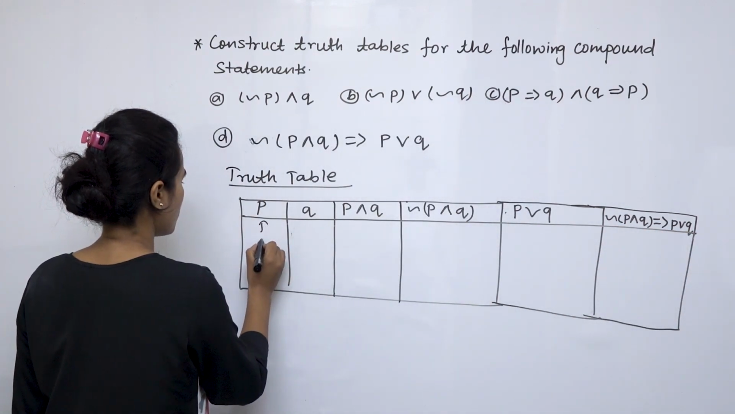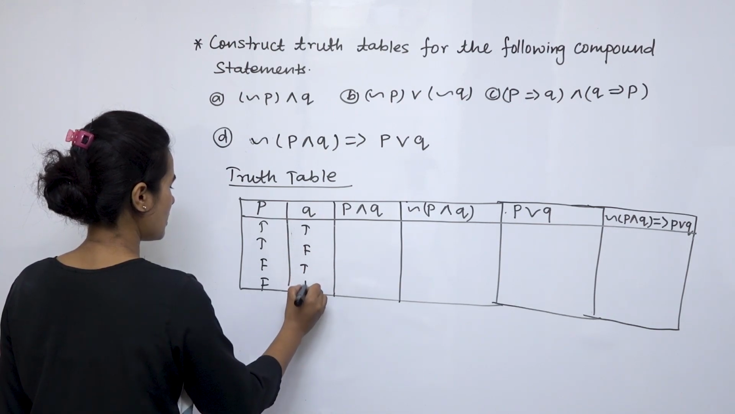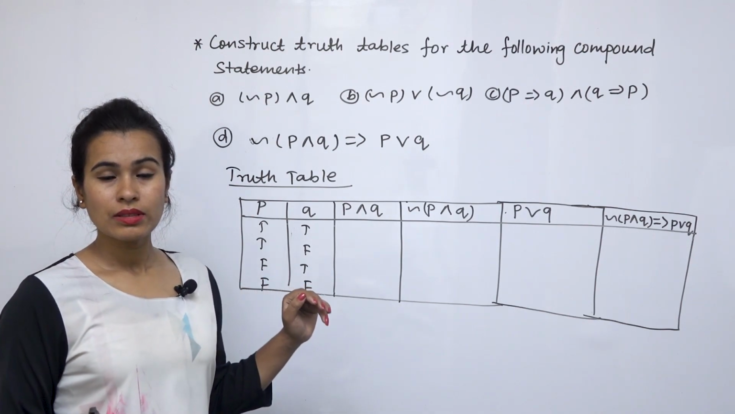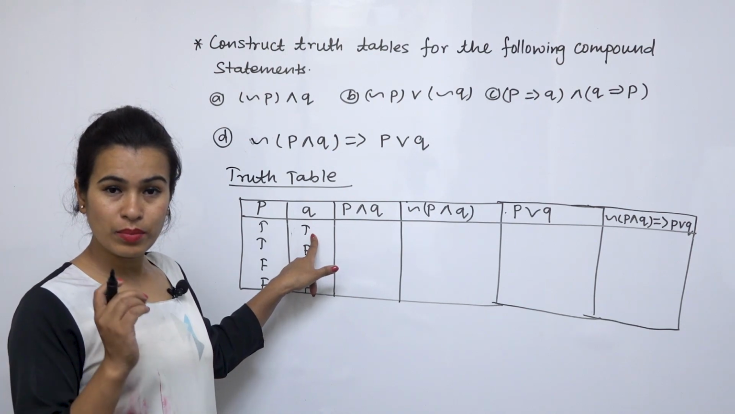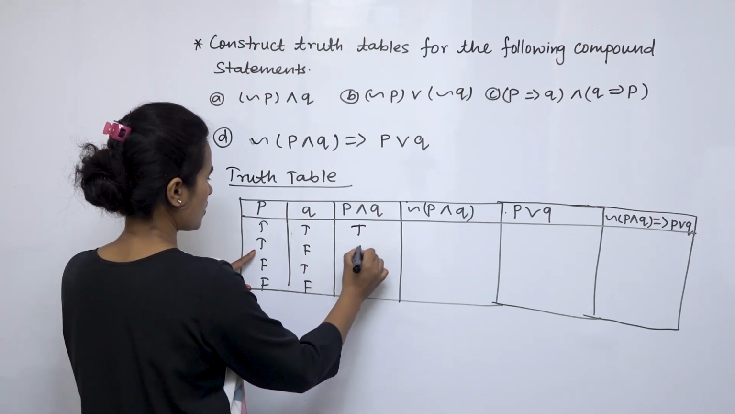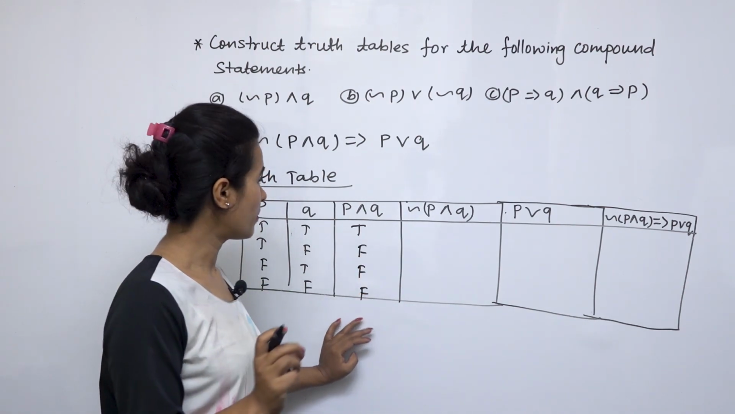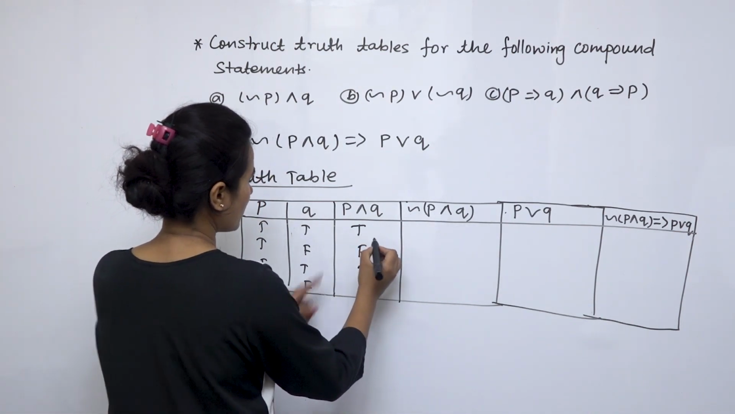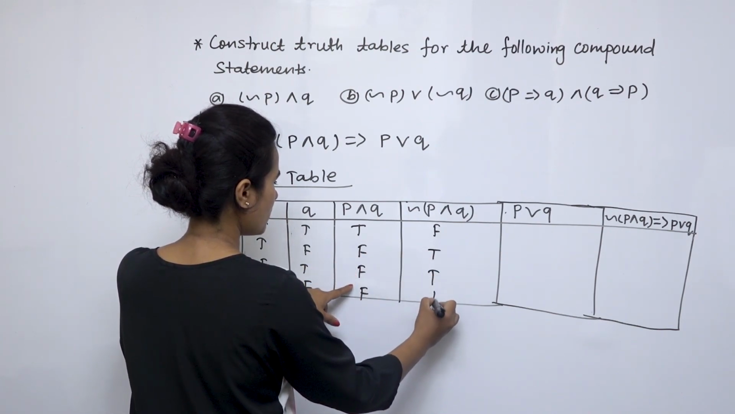Now for P: T, T, F, F, and Q: T, F, T, F. P and Q: if both the hypothesis and conclusion are true, then true, otherwise false. So T, F, F, F. If both are true, then only true, the rest false. Negation of P and Q: here it is true, false. Negation of false is true, so false, true, true, true.